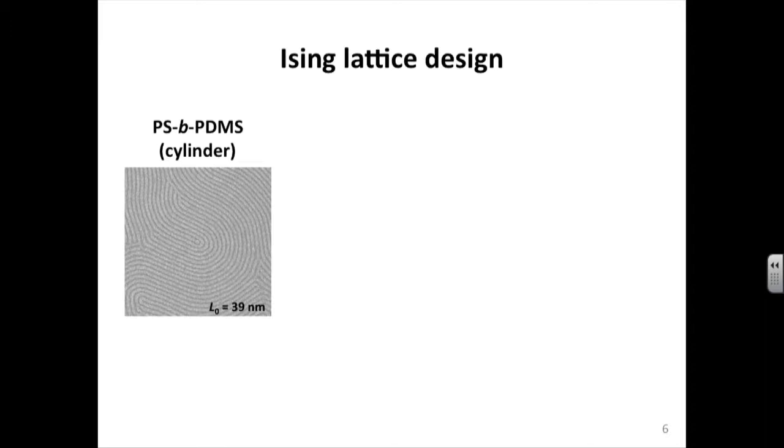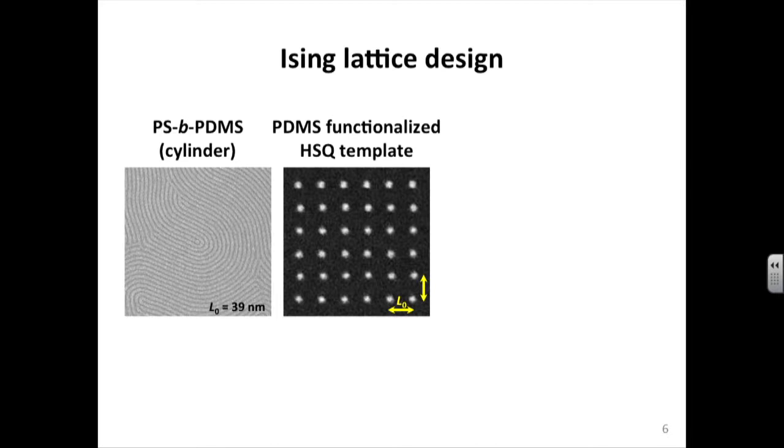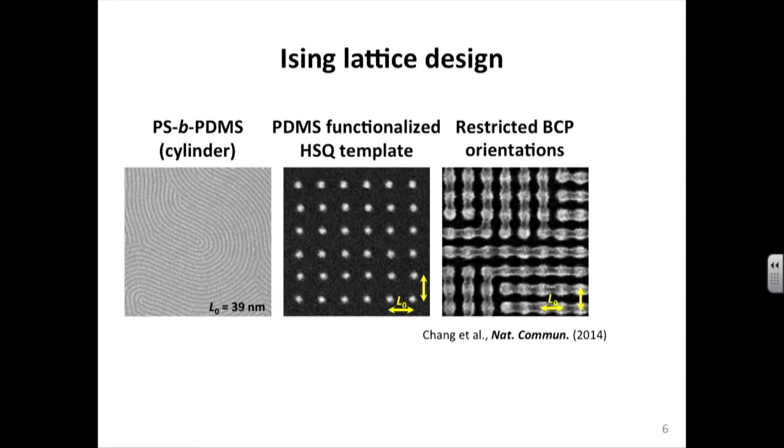To apply the Ising model to block copolymer self-assembly, we first have to design an Ising lattice. Without any templating, PS-PDMS forms a typical fingerprint pattern with equilibrium periodicity L0 equal to 39 nanometers. We use a PDMS functionalized HSQ post template with horizontal and vertical pitch of L0 to guide the self-assembly process. After block copolymer self-assembly, the resulting PDMS structures can only be aligned horizontally or vertically due to commensurability.